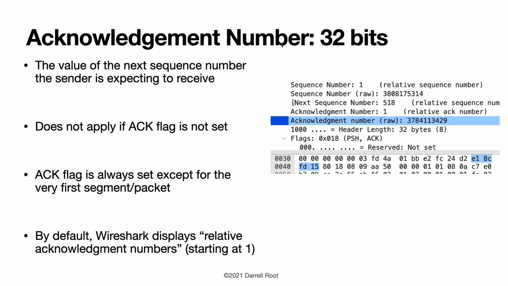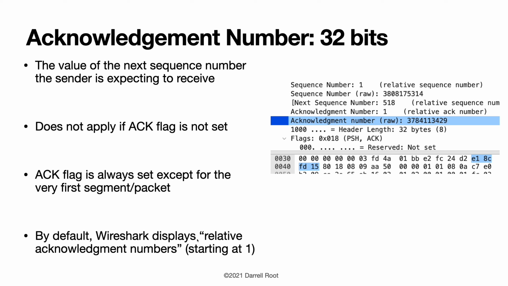The acknowledgement number is also in the TCP segment header. It is also 32 bits. It is the value of the next sequence number whoever sent that acknowledgement number is expecting to receive. It does not apply if the acknowledgement flag is not set. However, the acknowledgement flag is always set except on the very first packet in the TCP connection.